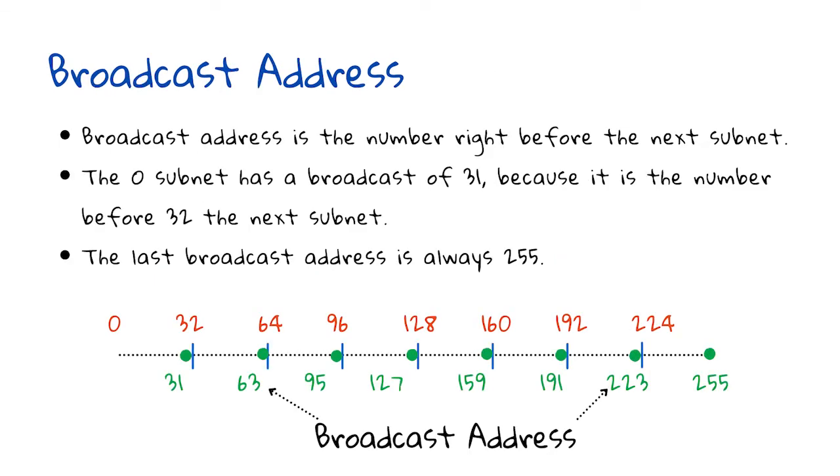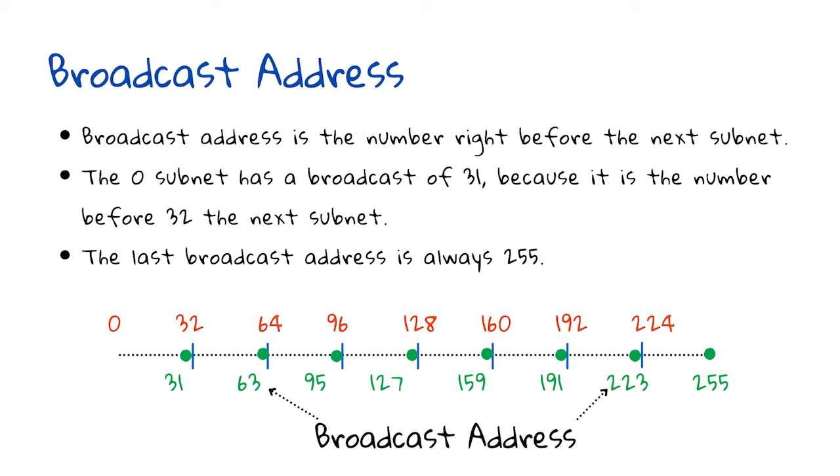Question 4 is, what is the broadcast address for each subnet? Broadcast address is the number right before the next subnet. In our example, the first subnet was 0 followed by 32. So the number before 32 is 31. So 31 is the broadcast address for the 0 subnet. 63 will be the broadcast address for the 32 subnet. And the last broadcast address is always 255.